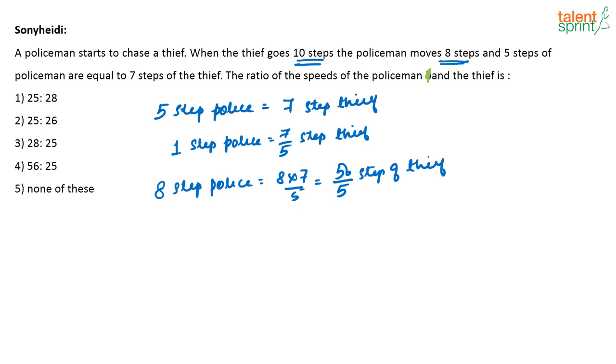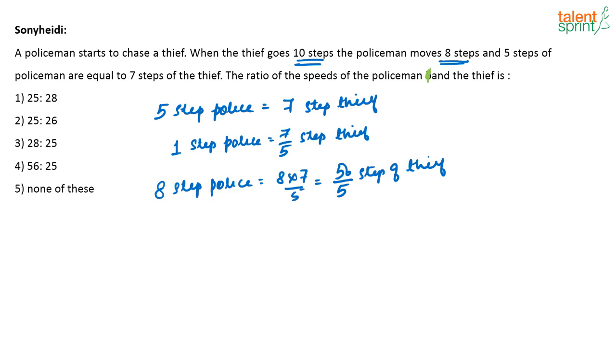And how much distance is the thief? The thief is now moving 10 steps. So when the policeman moves 56 by 5 steps, which is equivalent to the number of steps that the thief could move, right? 8 steps of the police is equivalent to 56 by 5 steps of the thief. When the policeman moves so much, the thief is moving how much? He is moving 10 steps. So, or I can say, the ratio of the speed, right?